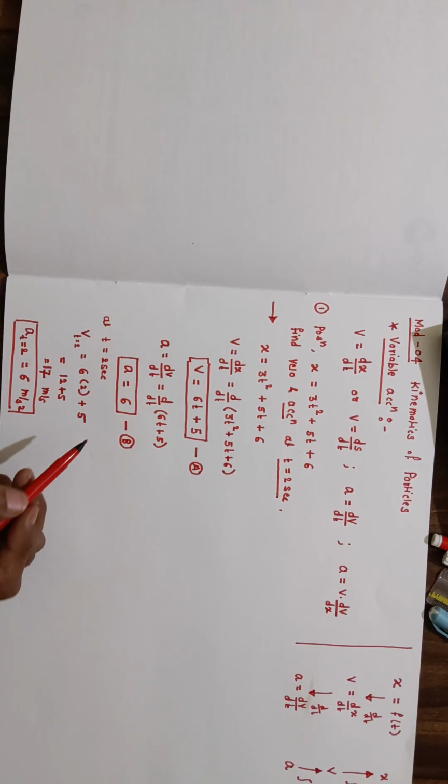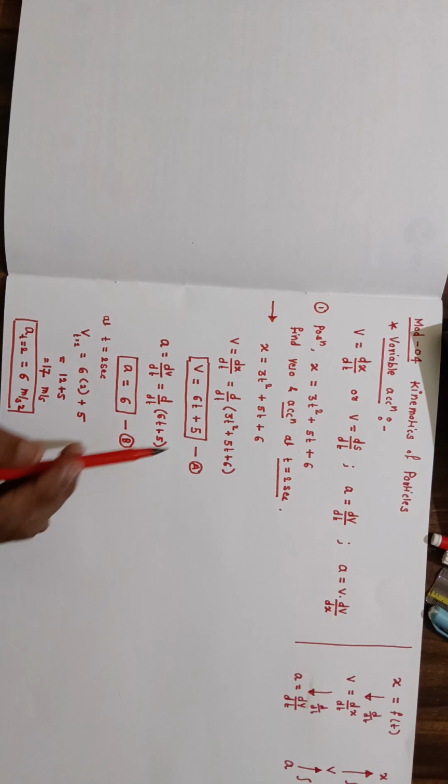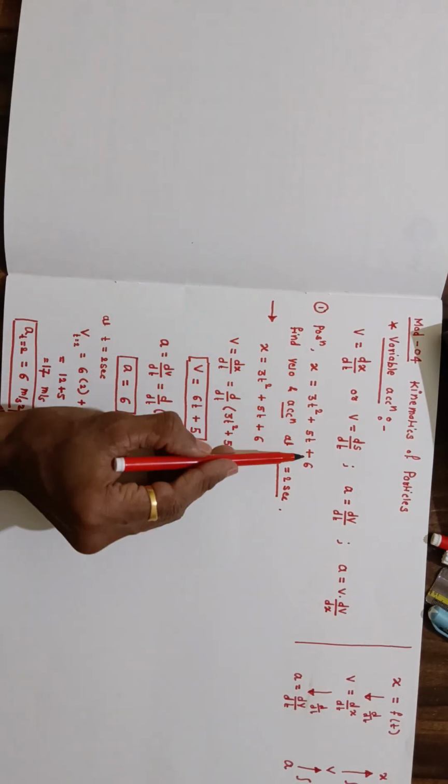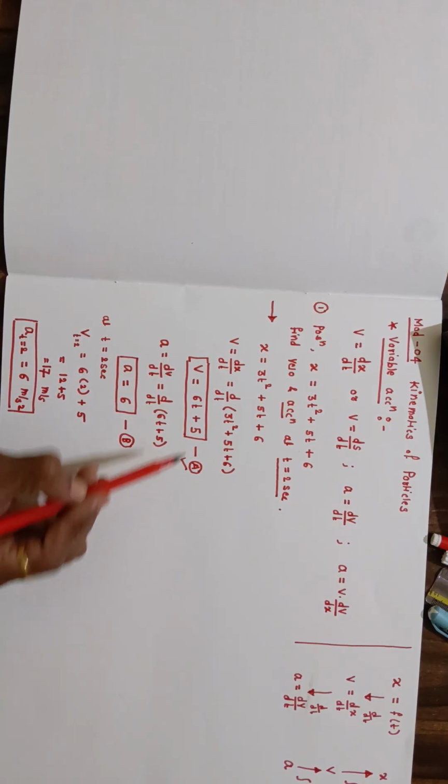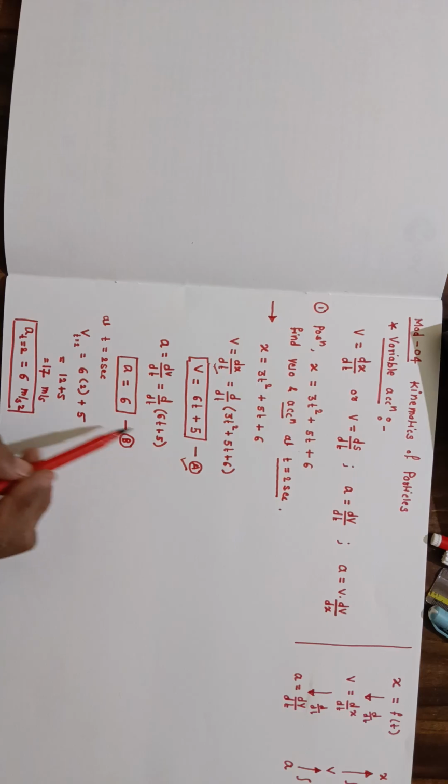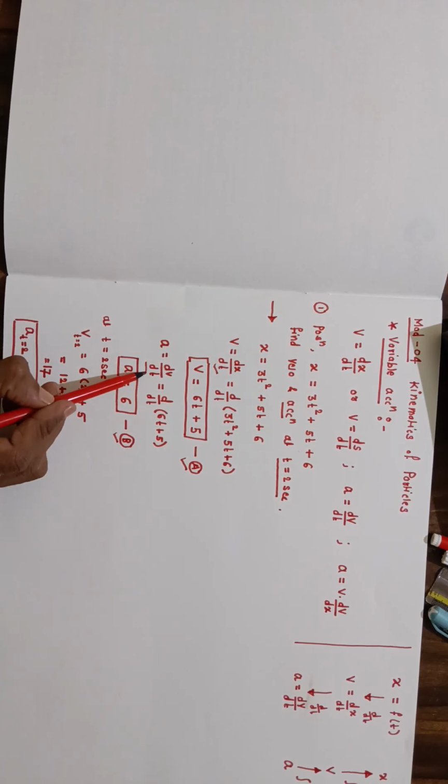So this is a very basic problem on the variable acceleration where x is given. From the x we find out the velocity, so it is dx by dt, and from the velocity we find out the acceleration, so it is dv by dt.